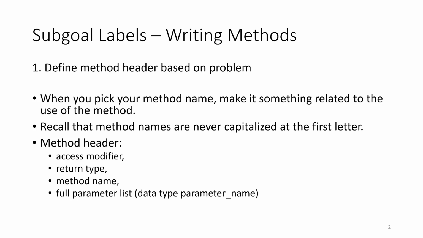Recall that method names generally are never capitalized for the first letter, and the method header includes the access modifier, the return type, the method name, and the full parameter list. That means for every parameter, you have to give it a data type and a parameter name.